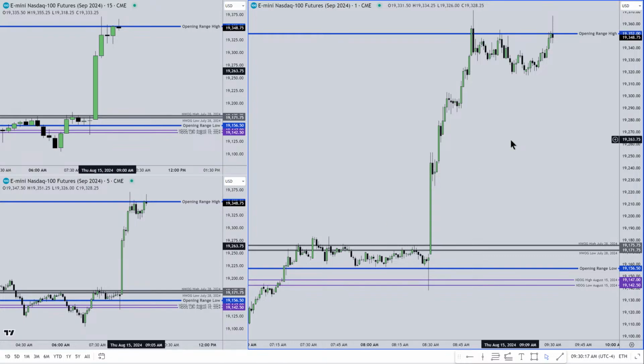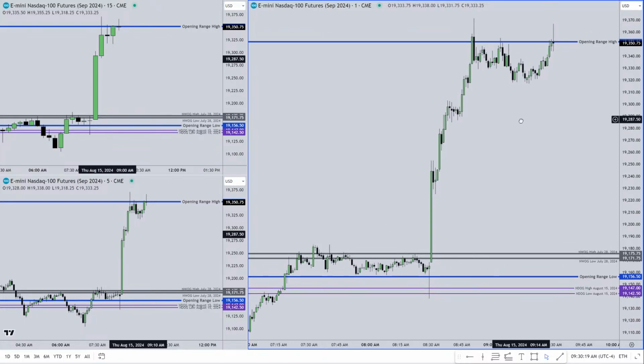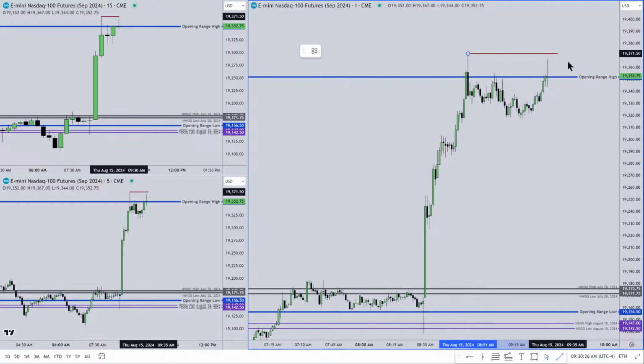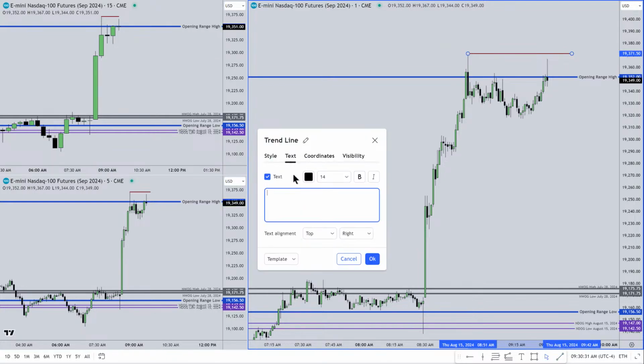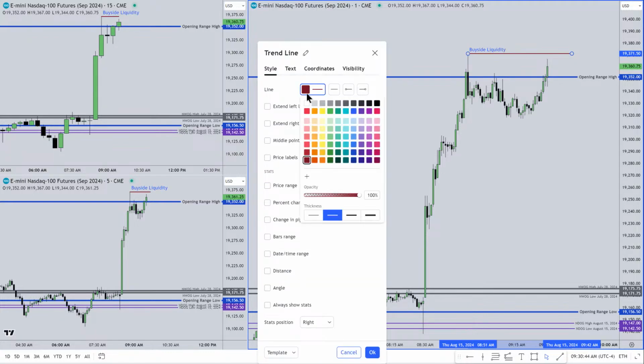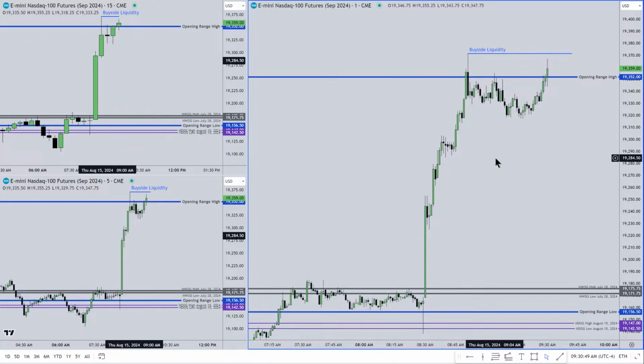So now what we're doing, we're just going to watch and see, does it have a run above the high here? That's where our buy side liquidity is. And top left. Okay, so we're just going to sit and relax.